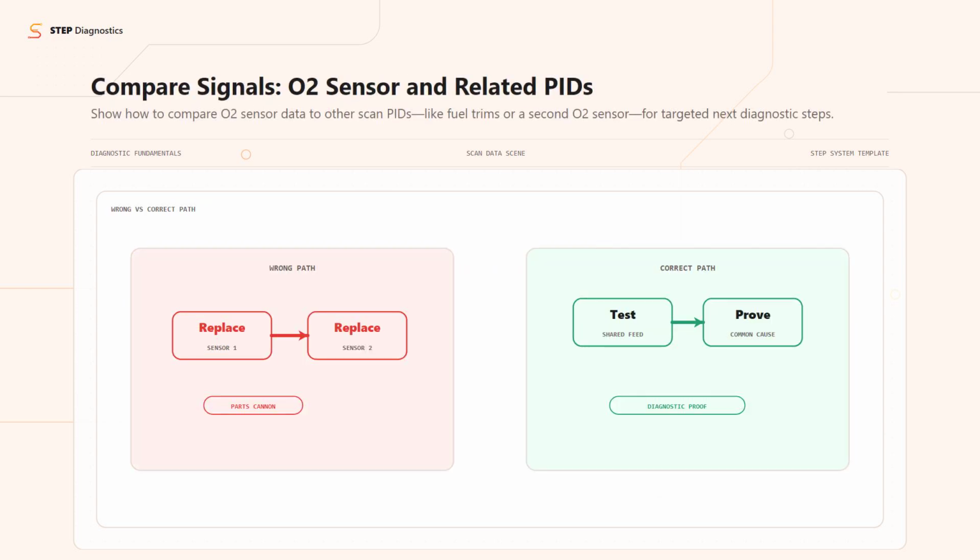If O2 sensor data appears abnormal, check related PIDs. Is a second O2 sensor showing the same pattern? Do fuel trims respond as expected? Comparing these signals can quickly tell you if the problem is the sensor, exhaust leak, fueling, or a shared wiring issue. The next diagnostic test depends on where patterns break down.